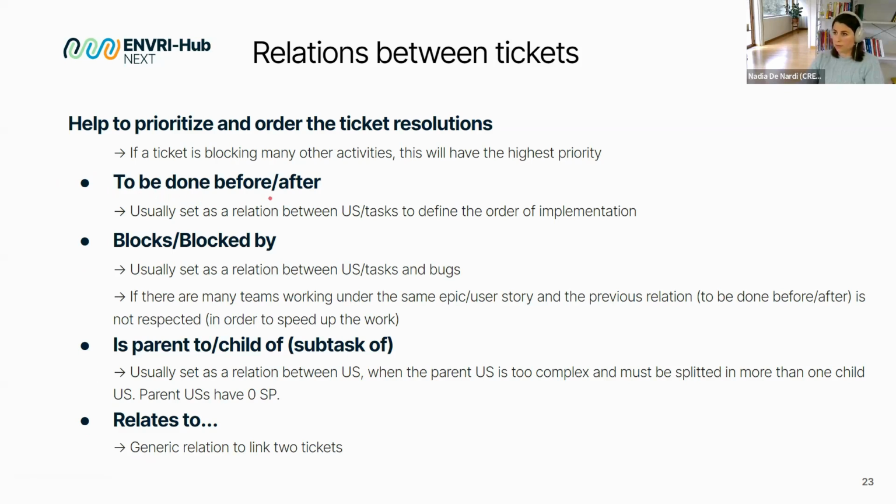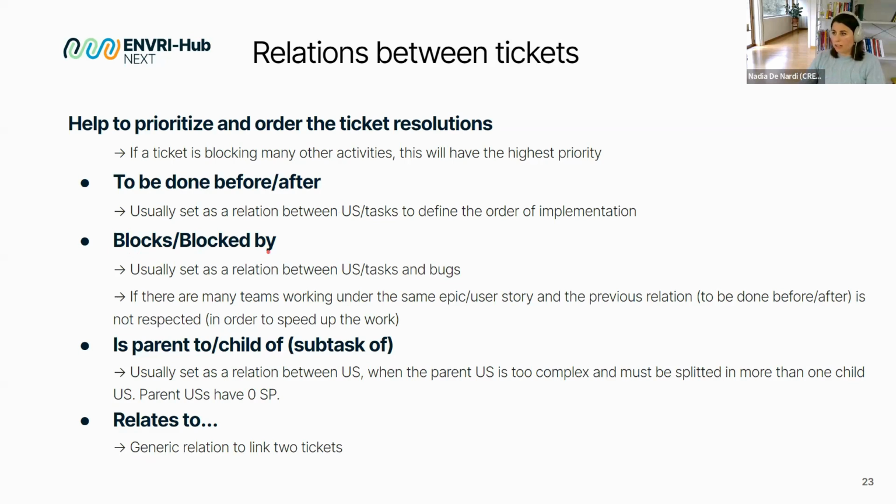So, for example, to be done before, after. When we set the link on a ticket to be done before, automatically on the other will appear to be done after. So, for example, a user story can be done after the task is completed. The example that I bring to you was that I needed to retrieve the external API. If I don't retrieve it, I won't be able to integrate it with the backend. So that one must be done before the backend integration.